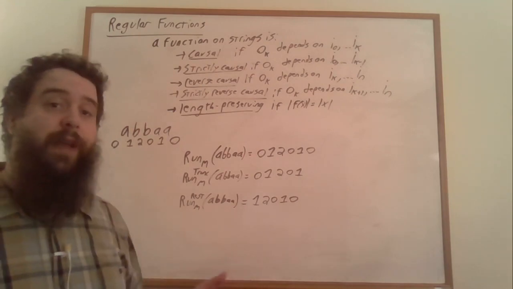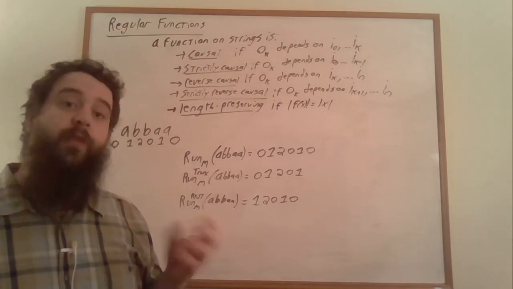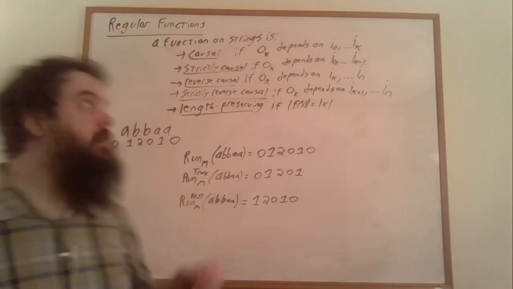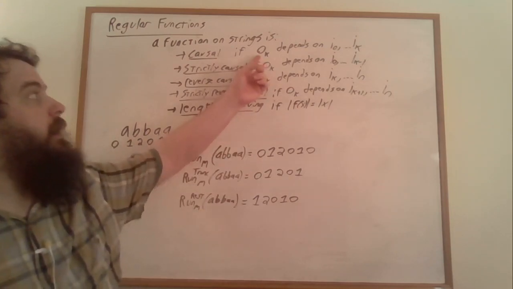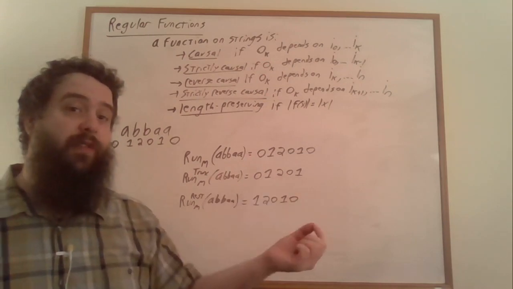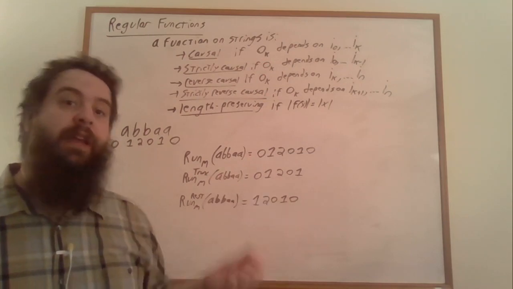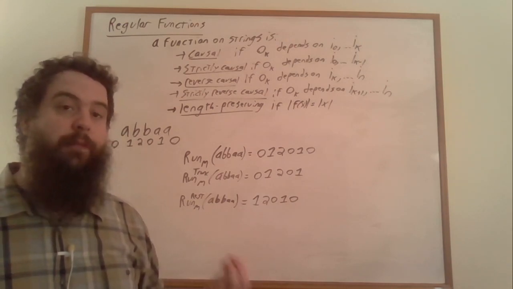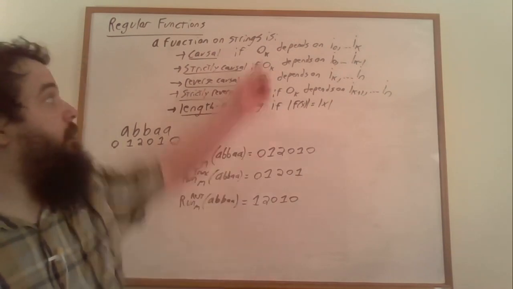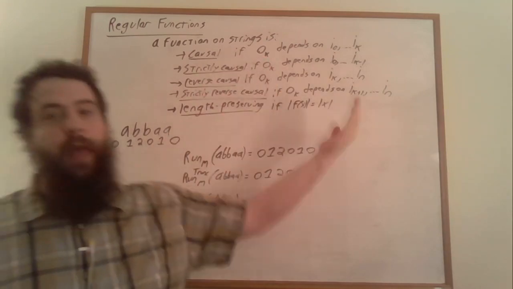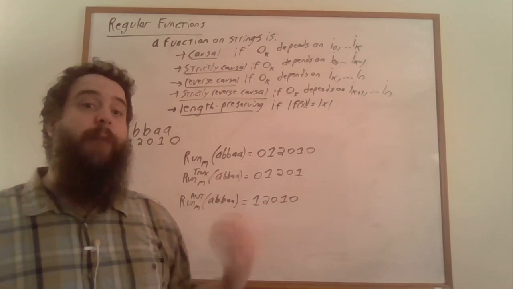Of course, not all regular functions have to be causal. For the function that turns all a's in the input that are next to b's into b's, the kth character of the output depends on the k minus first, kth, and k plus first character of the input. If any of these characters are b's, then the character in the output at position k is also going to be a b. And so in order to determine a particular character of the output, we need to look both to the left and to the right in the input, both to the past and the future.